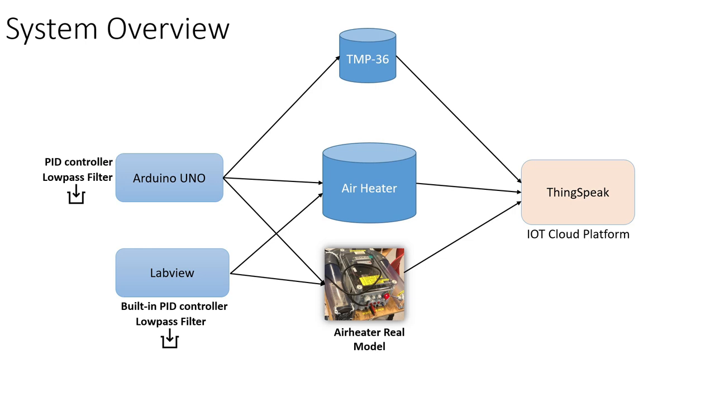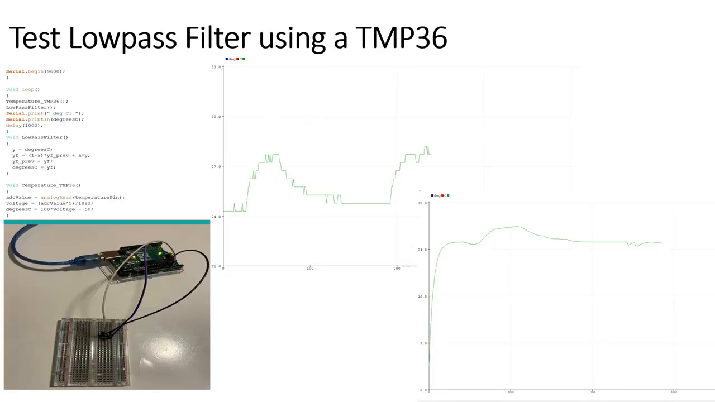In Arduino Uno, I built a PID controller and low pass filter using the air heater mathematical equations and then upload the same data into the IoT cloud platform. And I also use the TMP36 sensor to check the temperature value whether it is uploading onto ThingSpeak or not. It is a simple implementation of a low pass filter using a TMP36 sensor.